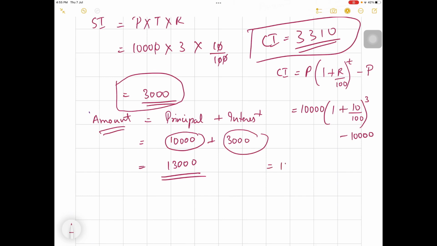So 10,000 into 1 plus 0.10 raised to 3, minus 10,000. So 10,000 into 1.1 raised to 3, minus 10,000. 1.1 raised to 3.